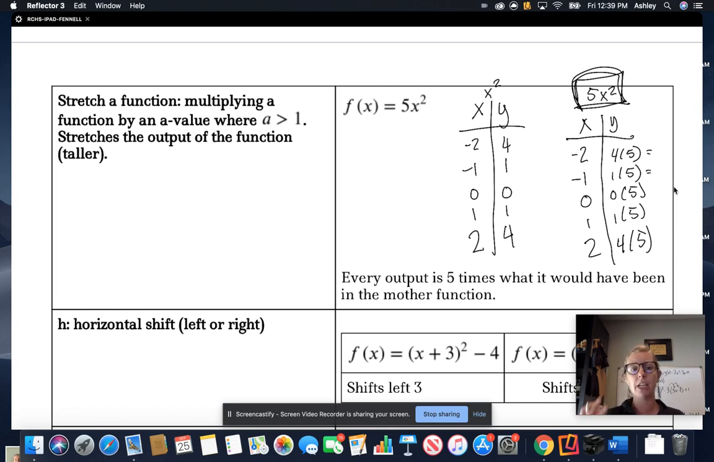Okay, so what if we have a stretch? So now we have an a value that is greater than 1. An a value greater than 1 is going to make every output bigger. So it's going to be taller.